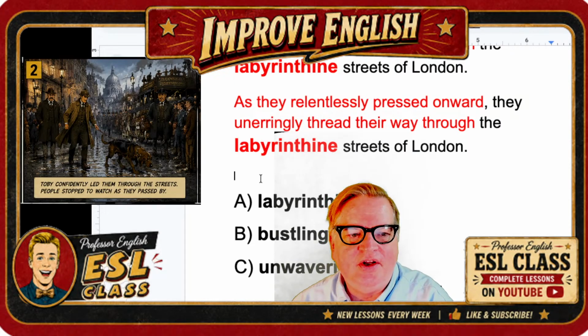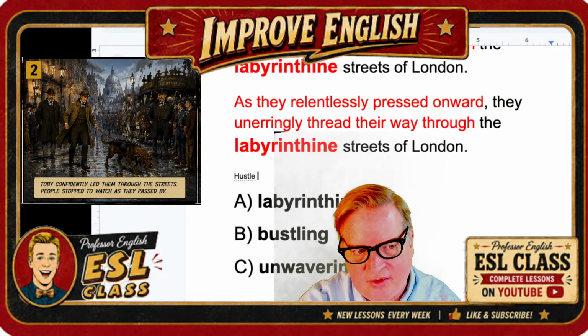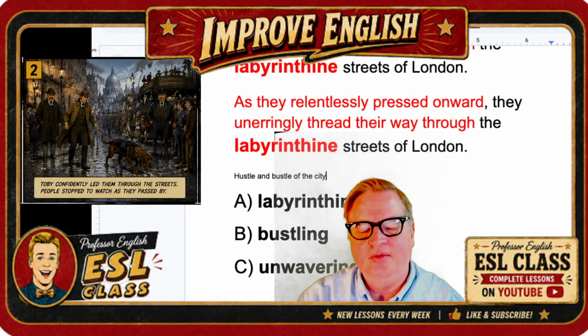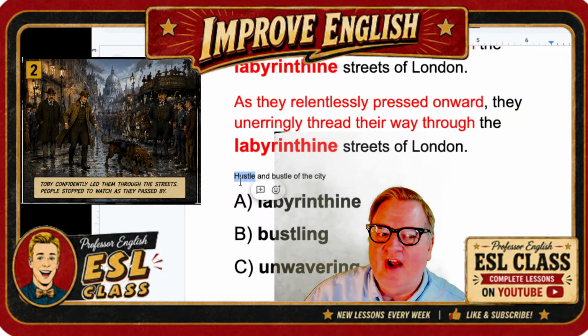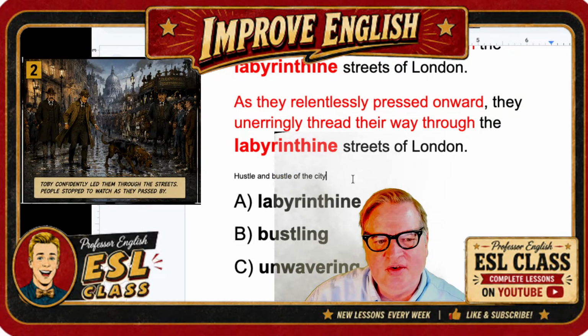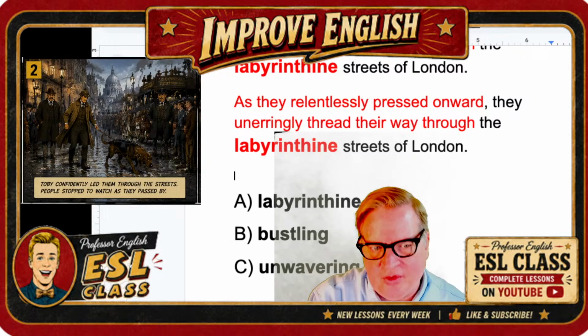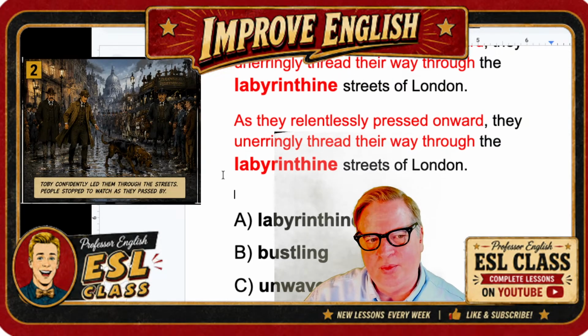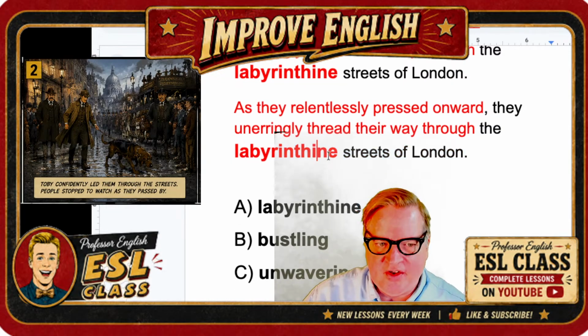Usually, when you talk about a big city, you talk about the hustle and bustle of the city. Hustle means working really fast, going really fast, and bustle means a lot of activity, a lot of noise. So how could we use bustle in this sentence? The bustling streets of London.